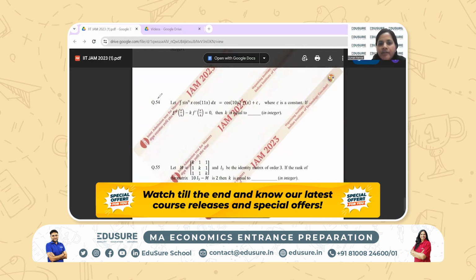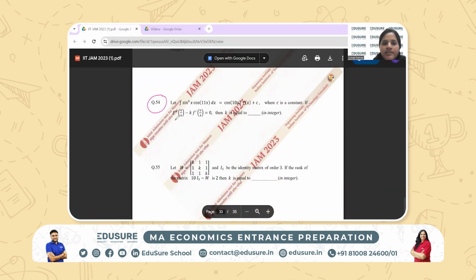IIT JAM 2023, question number 54. Let the integral of sin nx cos 11x dx be equal to cos 10x f(x) plus c, where c is a constant. If f double dash pi by 4 minus k f dash pi by 4 equals 0, we have to find out the value of k. All right. So let us start with the problem. We need to see how the integration has to be done.